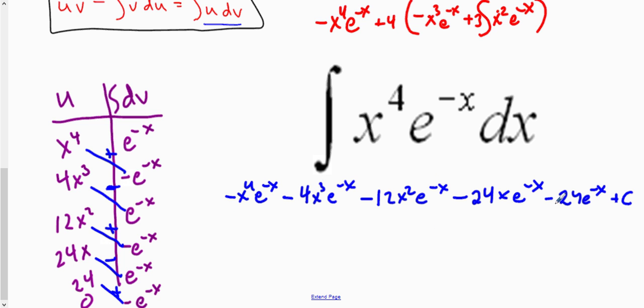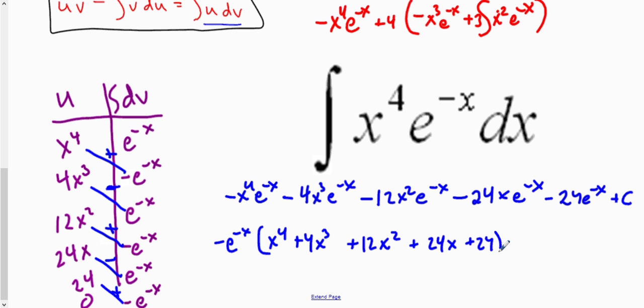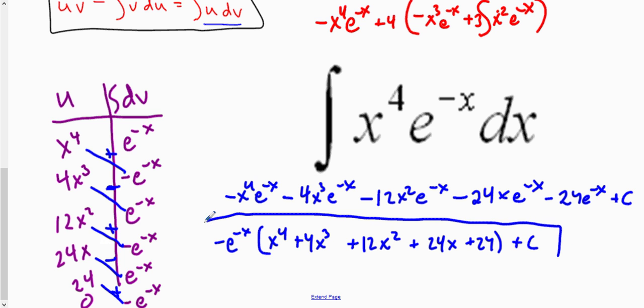And we can factor out e to the negative x for each one of these, and actually negative e to the negative x if you wanted to simplify this. All right, if you're a superstar and you can do that. So we go minus 4x cubed minus 12x. Oops, factor out negative, so it'll be plus. All right, squared. We get a plus 24x. Then we get a plus 24. And then we have the plus c.